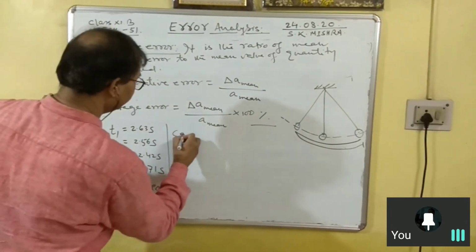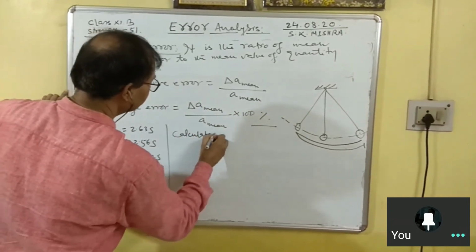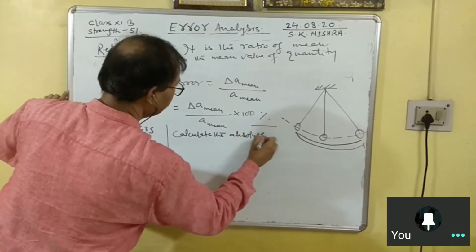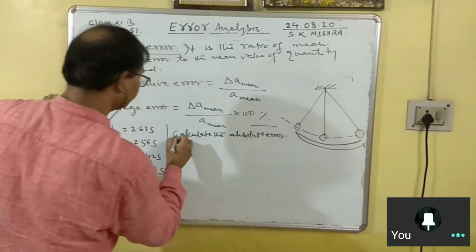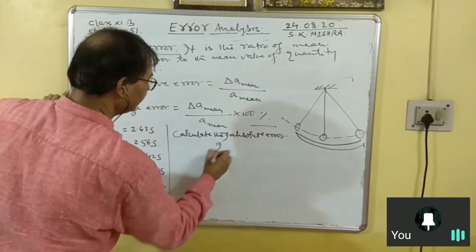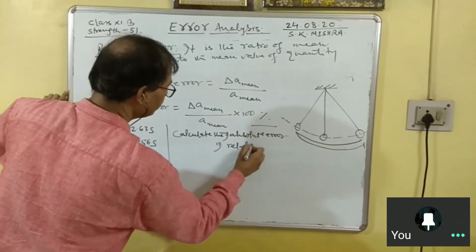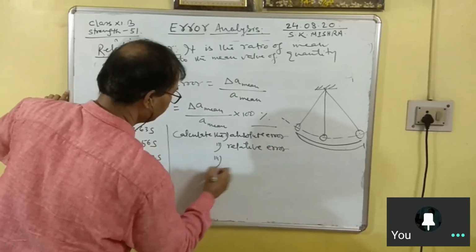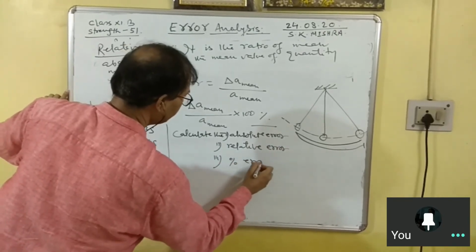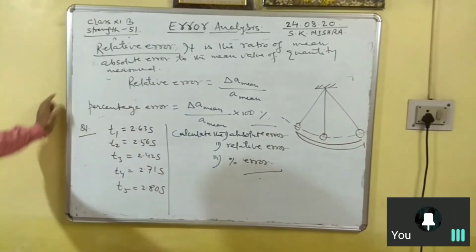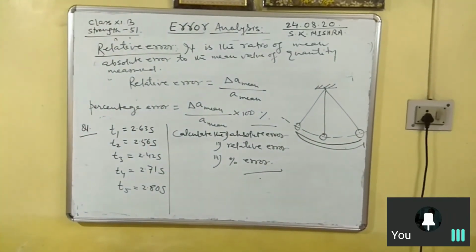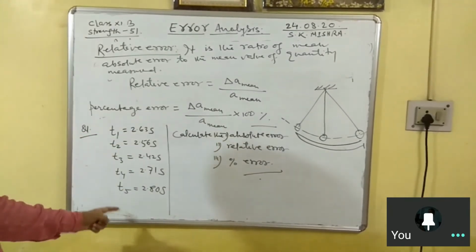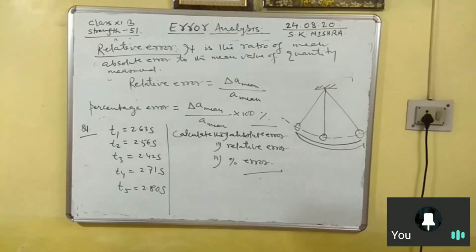Now the question is, you have to calculate the absolute error, first bit, second relative error, and then finally percentage error. So how will you find the absolute error? So what is the arithmetic mean of this time? So just take the arithmetic mean.